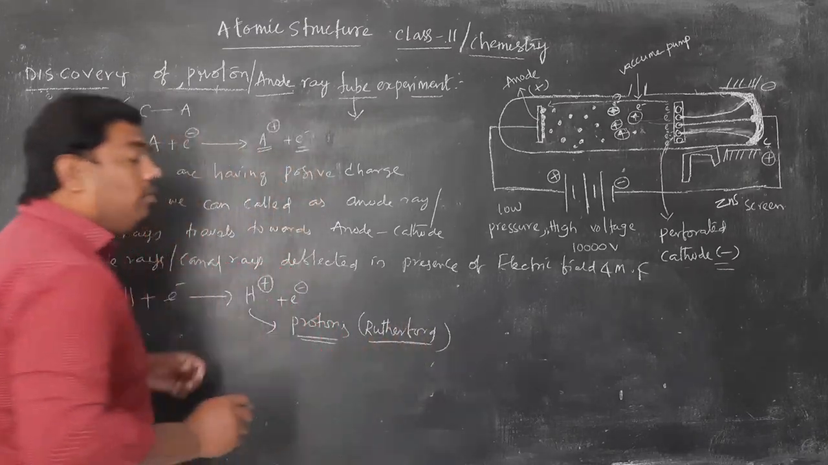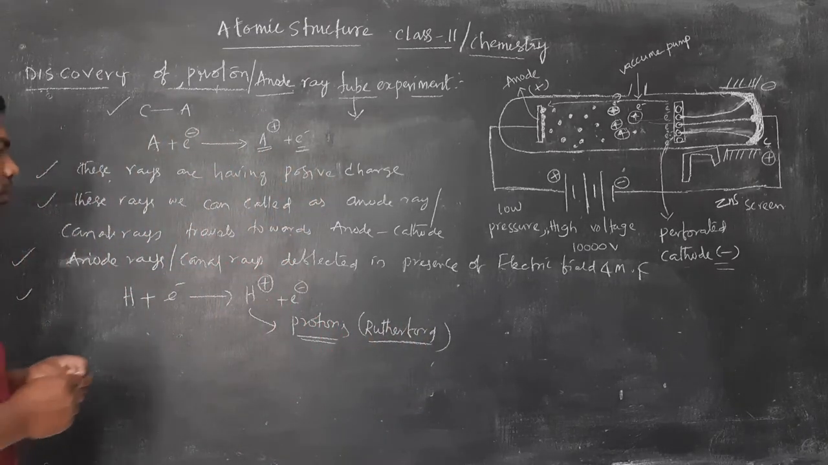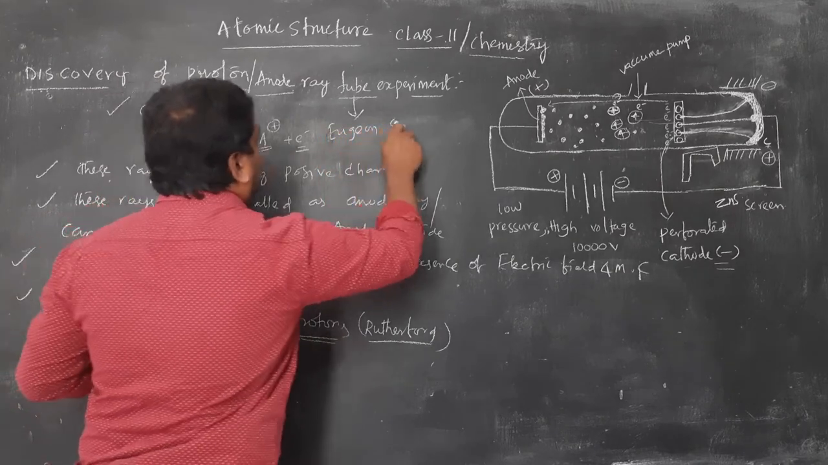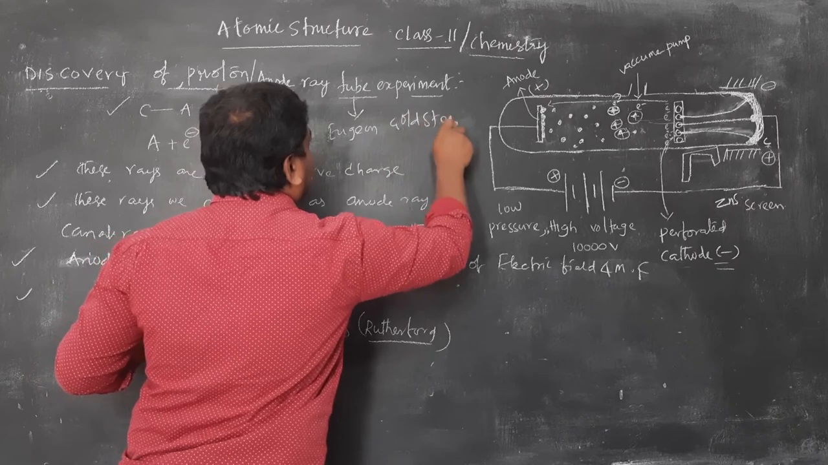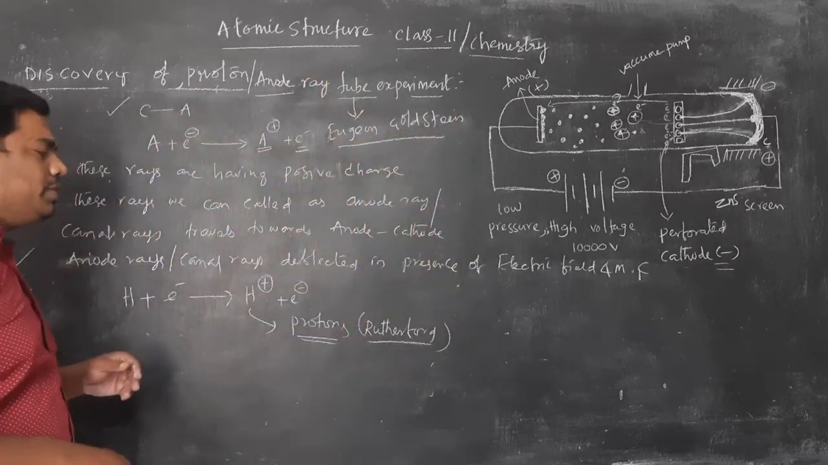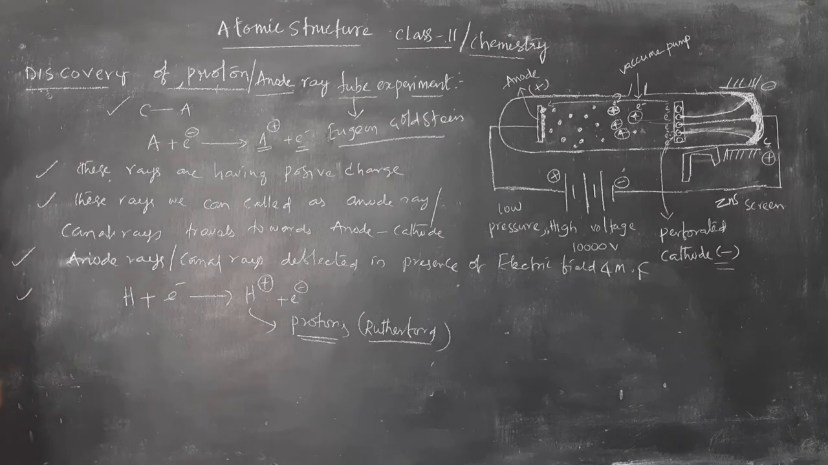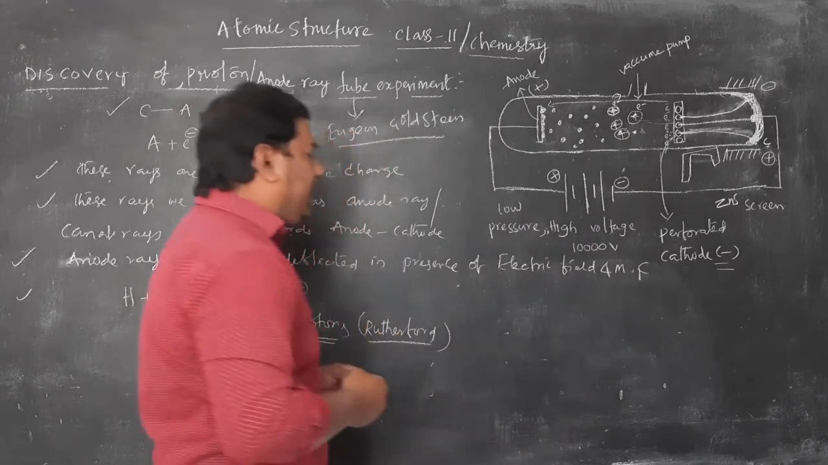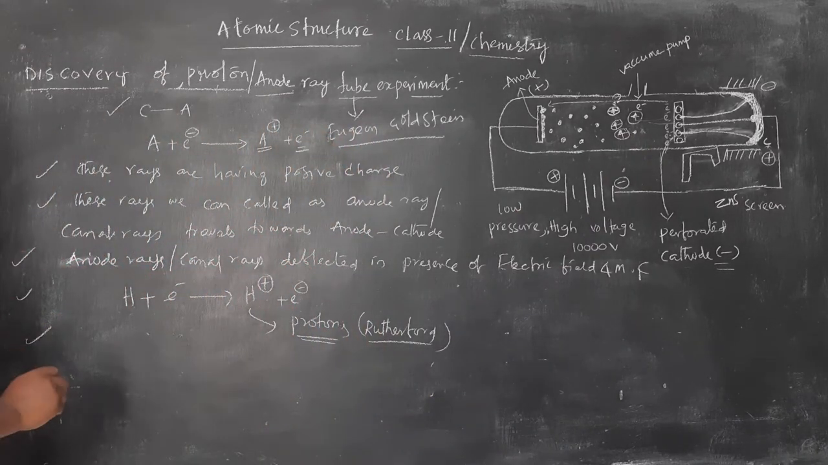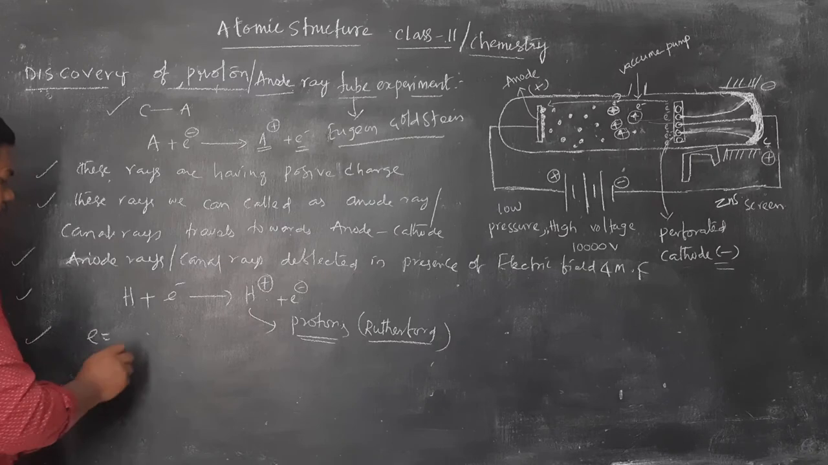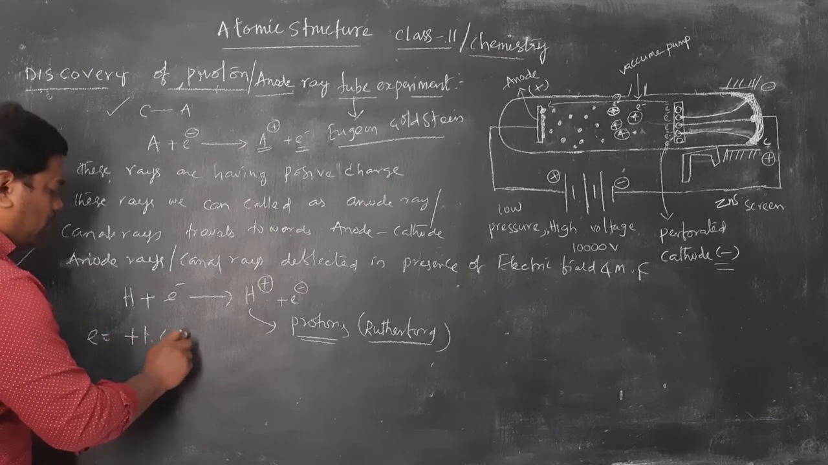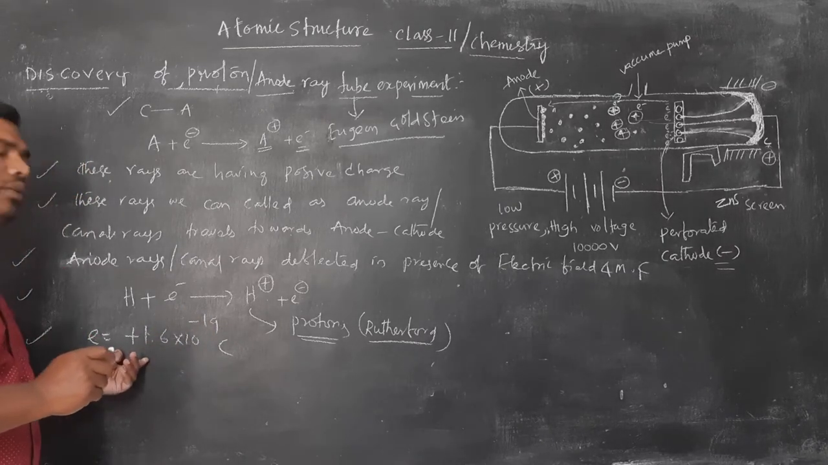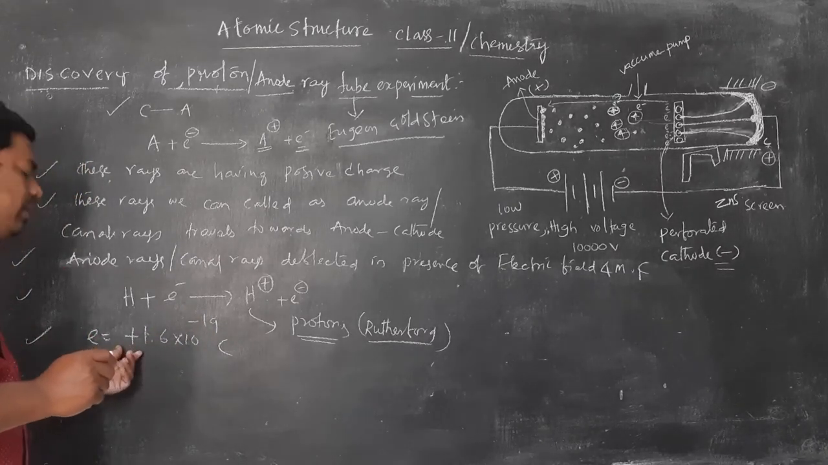The name of the proton was suggested by Rutherford, but the discovery of the proton was done by Eugen Goldstein. Goldstein also calculated the charge of this positively charged particle as plus 1.6 into 10 to the power of minus 19 coulombs, which is similar to the charge of an electron, only the sign changes.